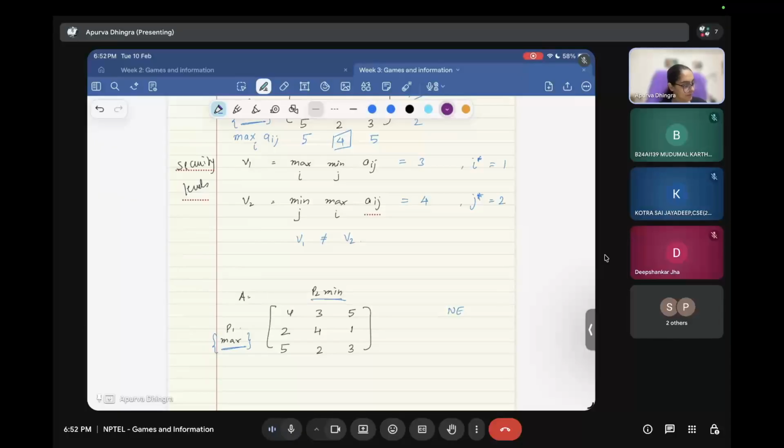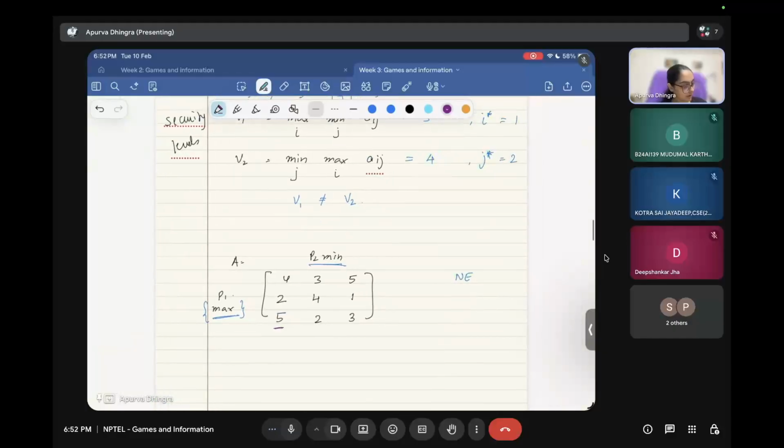So if I'm maximizing in column 1, I'll get 5. If I'm maximizing in column 2, I'll get 4 as the utility, and in the last column I'll get 5 as the utility. So this is done from the perspective of player 1.